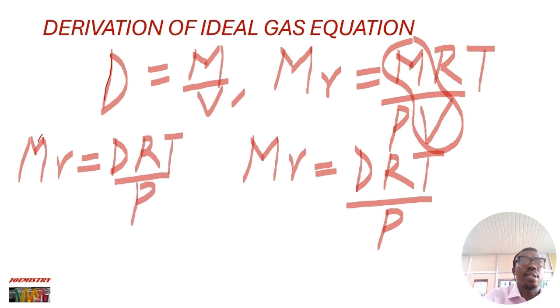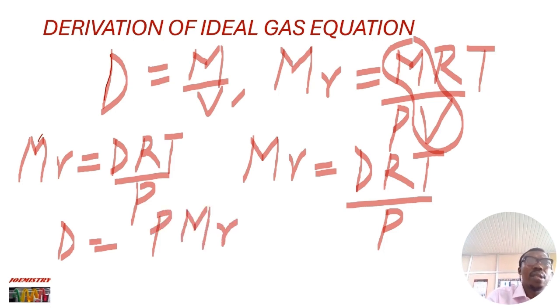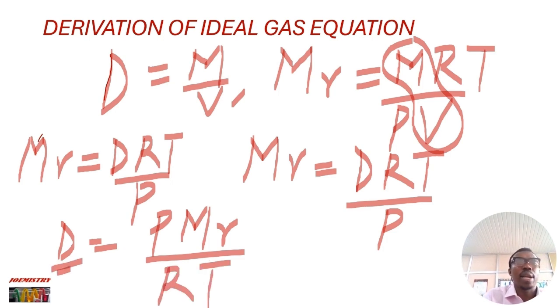So we have to make density the subject of the formula, make D the subject of the formula. That means density now will be equal to pressure times the molar mass divided by the gas constant and temperature. So D is the density of the gas. So we can calculate the density of the gas, which is the pressure of the gas times the relative molecular mass of the gas divided by the gas constant and the temperature. So it's as simple as ABC.